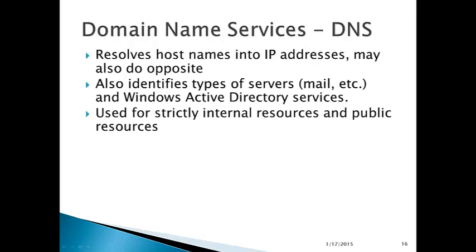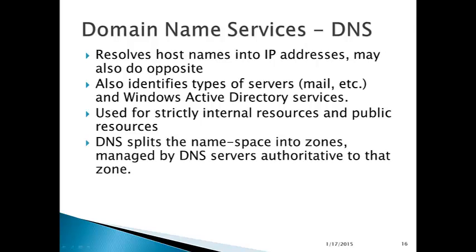It's used for strictly internal resources as well as public resources. So you can have DNS to figure out where things are inside your network, and you obviously have to have DNS to figure out where things are outside your network. The namespace is split into zones, and each zone is managed by a DNS server that is authoritative to that zone. If you ever register a domain name, that registration process, by definition, gives you authoritative name servers that contain the zone for all the stuff under that domain name.